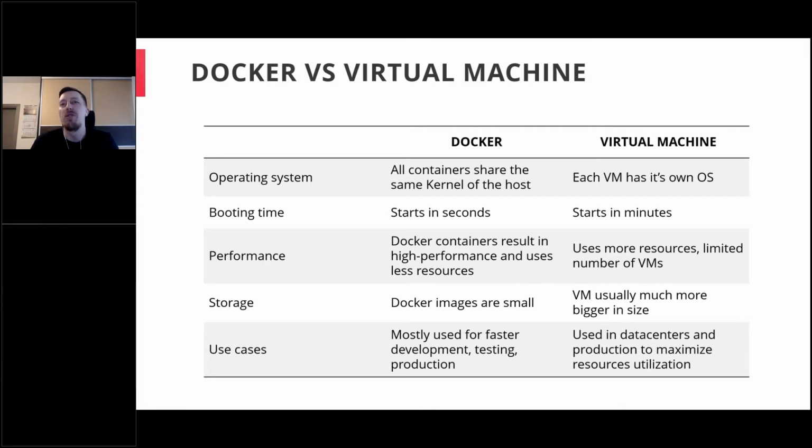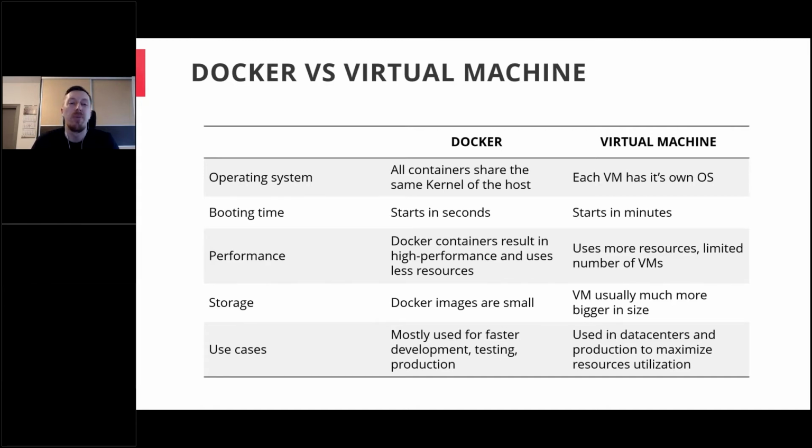And for storage, Docker images are usually quite small. For a virtual machine, you would usually need to create a bigger disk, because you don't want to run out of space. And later, sometimes shrinking the size of a virtual machine can be tricky. Expanding it is not so difficult, but shrinking, if you need it, could be a little challenging.